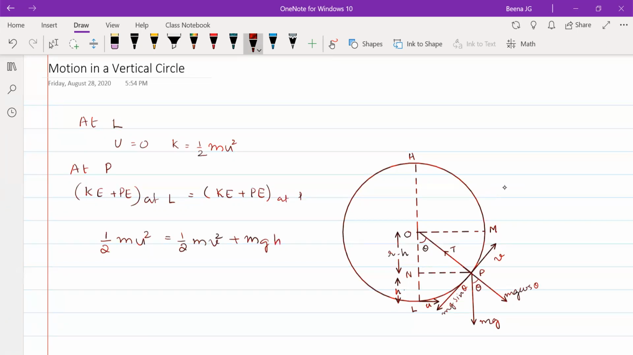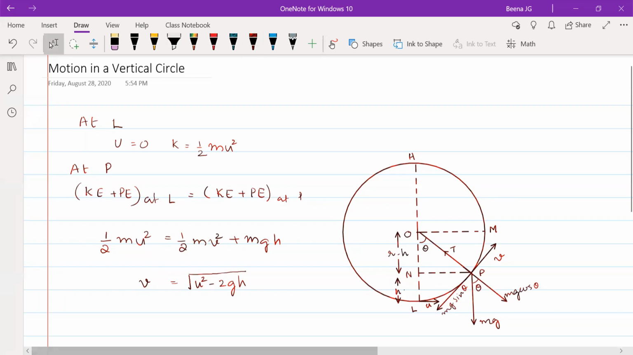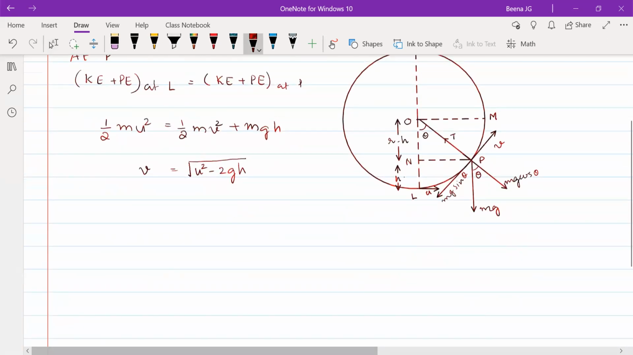This vertical height, the distance from L to M, or from the ground to the point P, is taken as h. So we can solve for v: m will get cancelled. v squared can be written as u squared minus 2gh, and taking the root, v is equal to the square root of u squared minus 2gh. This equation gives the velocity of the particle at any point. That can be the general expression.